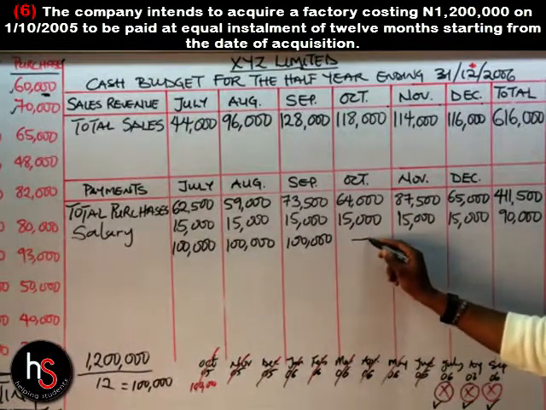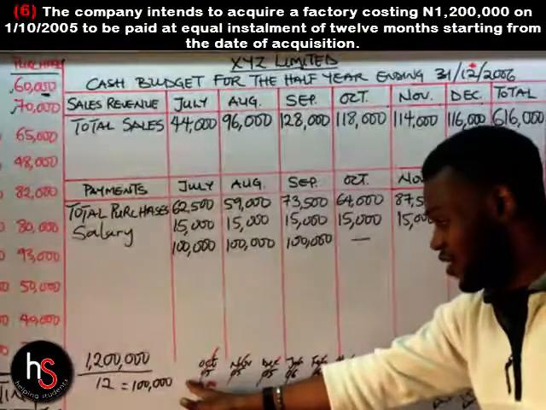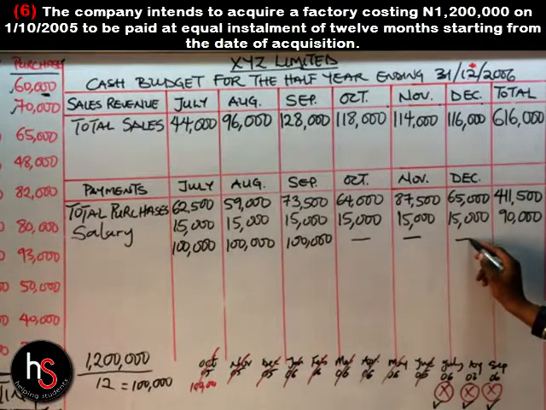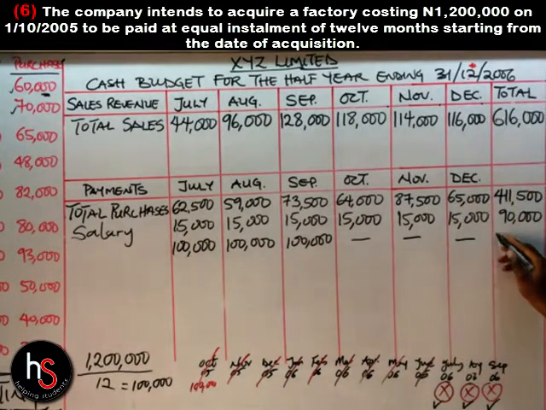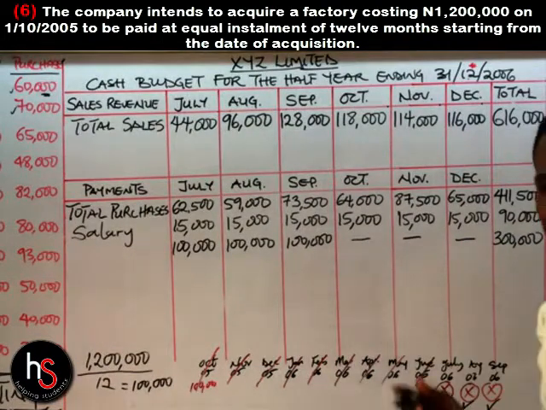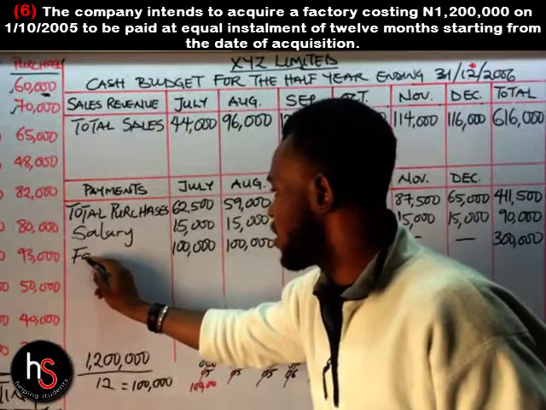In October, November and December last year, the payments were already made. So the summation of these three values gives us 300,000. Okay? 300,000. So remember, it's a purchase of a factory.